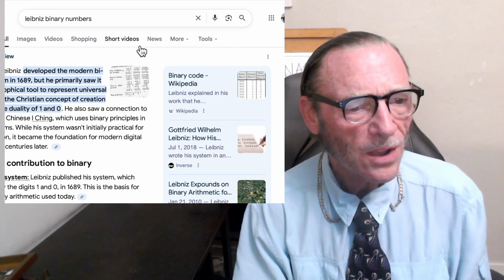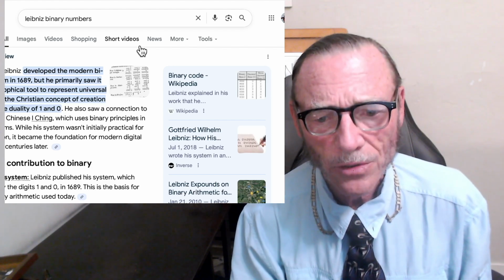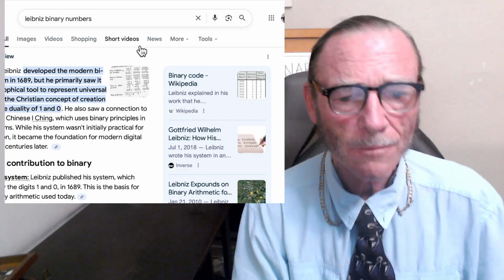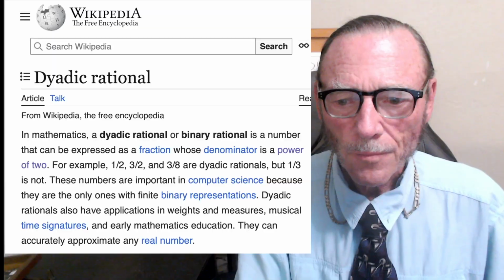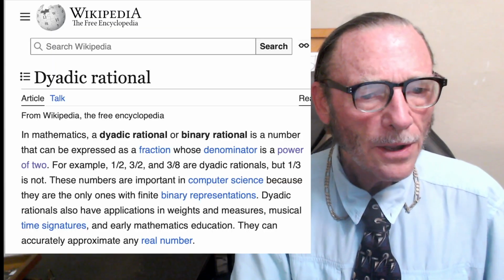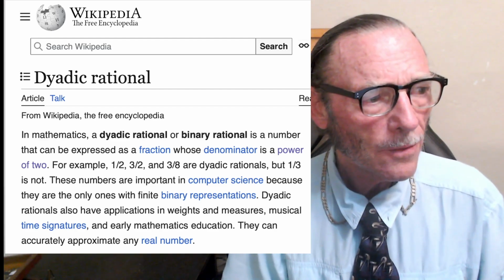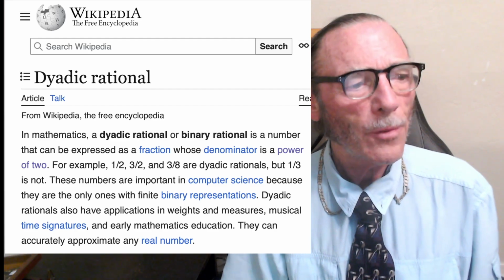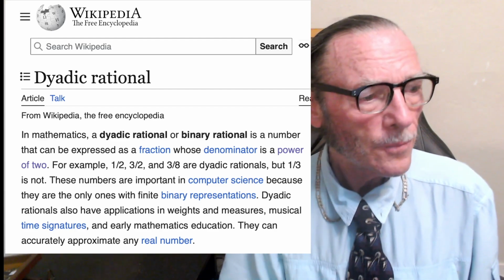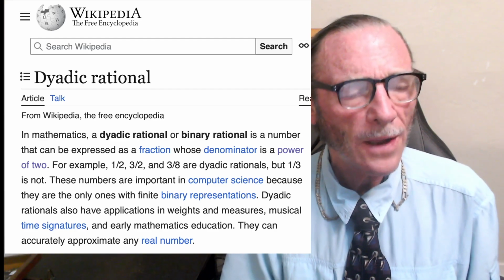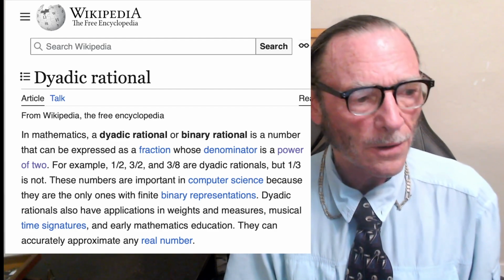But what we want today is to just define what is the binary number system, and then the dyadic fractions, just so we know what those are. They're slightly different. And the number system that I use, which is slightly different yet. Now here, as you may see from the title, this is a Wikipedia article on dyadic rational. In mathematics, a dyadic rational, also called a binary rational, is a number that can be expressed as a fraction whose denominator is a power of 2. And then some examples are given.